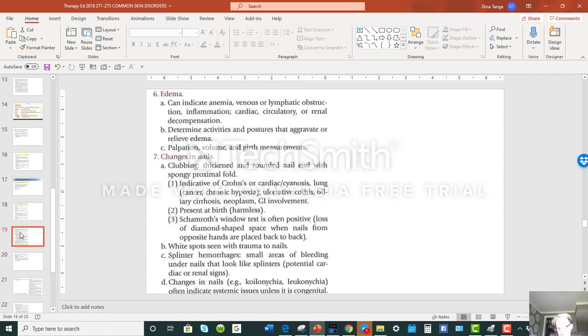Well, it's not in the dictionary, so anyway, we'll just call it the window test. Is often positive. Loss of diamond-shaped space when nails from opposite hands are placed back to back.